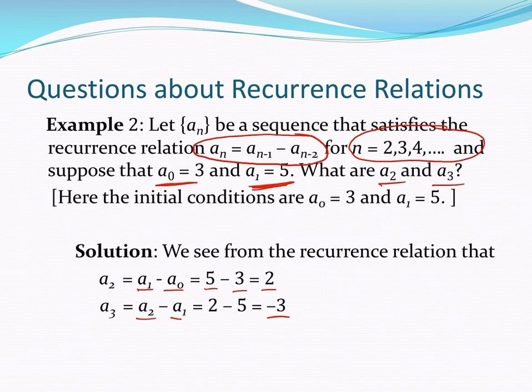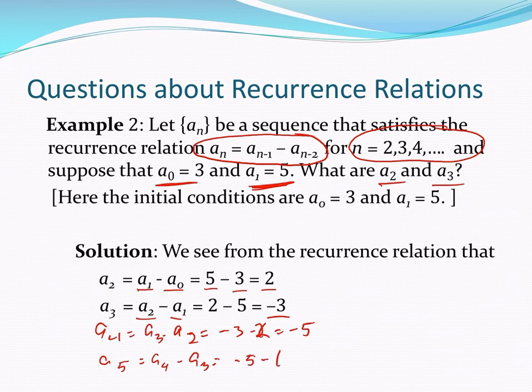What about a sub 4? A sub 4 equals a sub 3 minus a sub 2. That's going to be negative 3 minus 2, which is negative 5. Then a sub 5 will be a sub 4 minus a sub 3, which is negative 5 minus negative 3, to give me negative 2. So one of the things that we can see is that our sequence goes 3, 5, goes up, then it starts to go down, and now it's turned around and started to go up again.